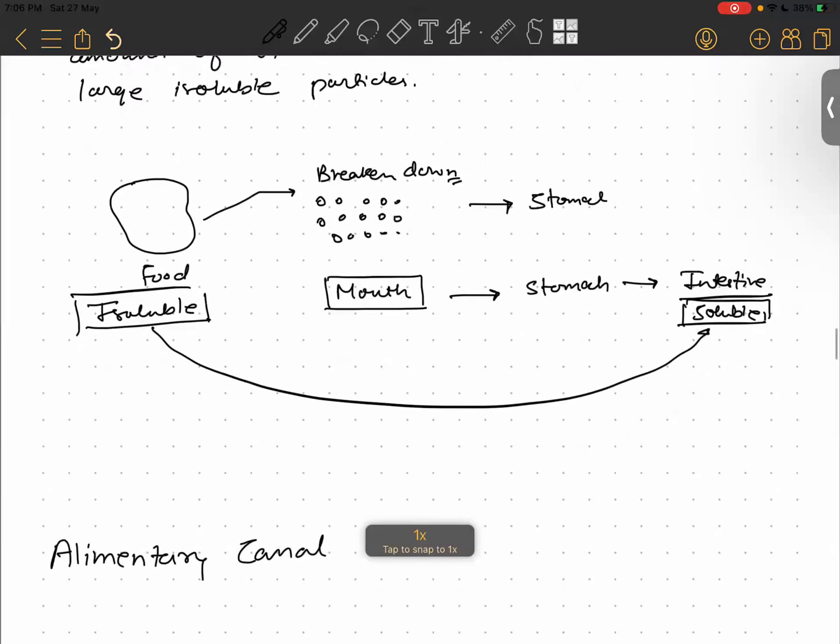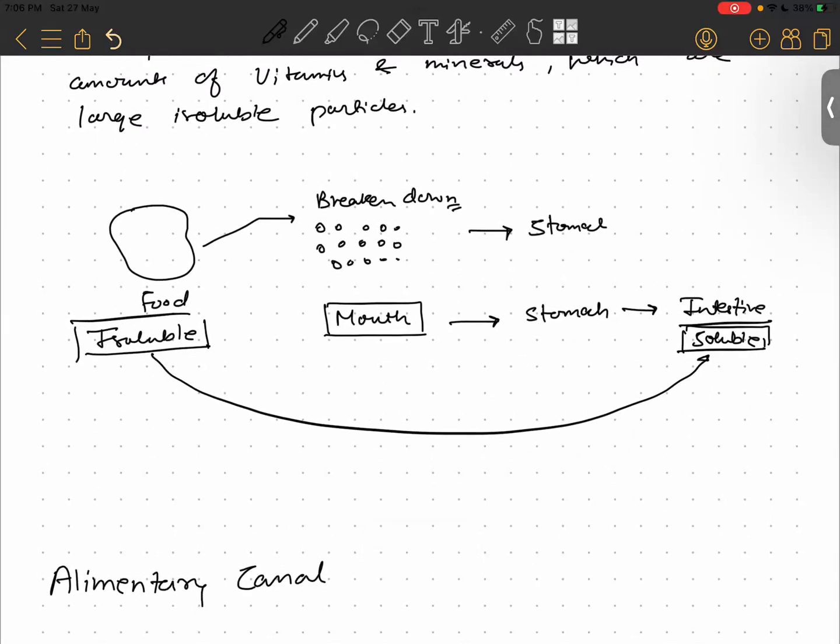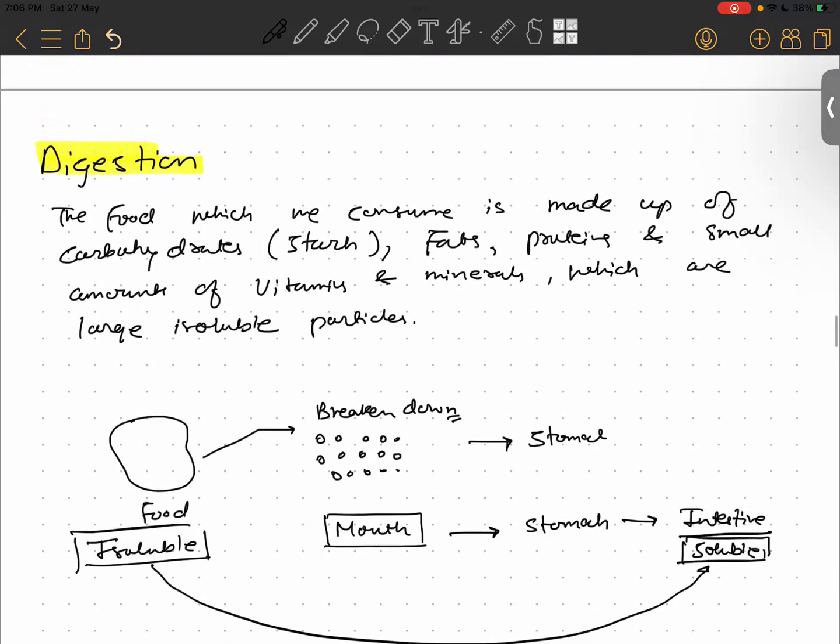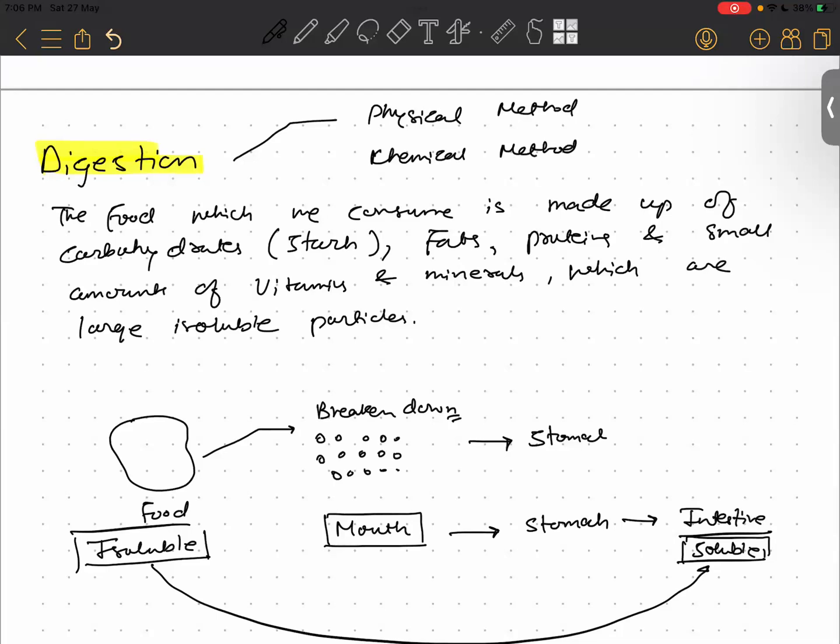So in the method of digestion, two things are happening here. We use both physical and chemical methods for digesting our food. Physical method, chemical method. So what happens in the physical method? It basically starts from our mouth where the food is chewed, it is being ground.